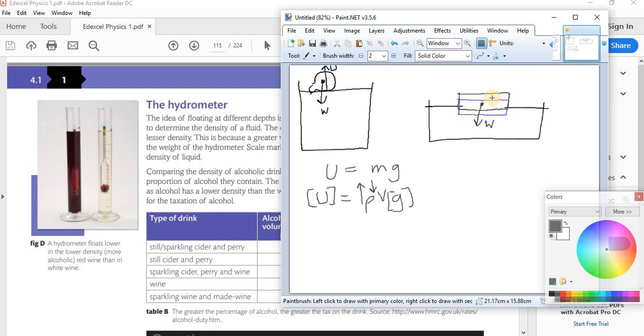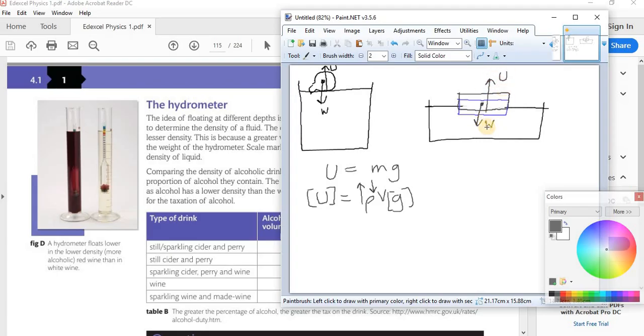The weight of the object is not changing, but what happens is the volume of liquid changes. So you will need a greater volume of liquid to produce the same upthrust, because the total upward force should equal the total downward force for this to be balanced.